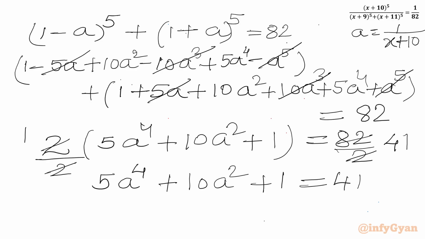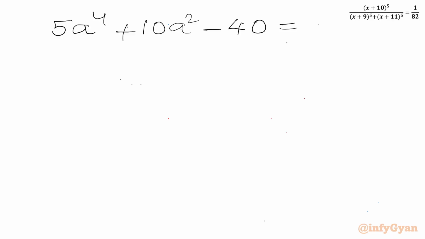Now I will subtract 41 from both the sides. We will get 5a power 4 plus 10a square minus 40. 1 minus 41 will give us minus 40 equal to 0.